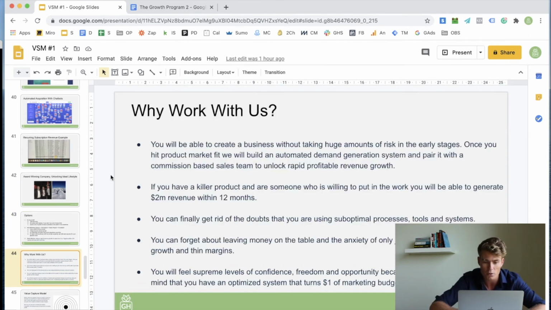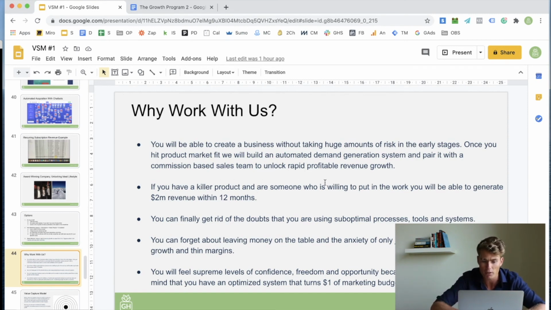So reasons to work with us. You'll be able to create a business without taking on huge risk in the early stages. So the processes that we teach you allow you to sequence correctly, okay? As we've spoken about, you're going to learn how to go out and make money without a marketing budget, and how to pre-sell before you build your solution, and how to test your marketing, so that then we can take things up in tiers, and there's not really a major risk there, okay?